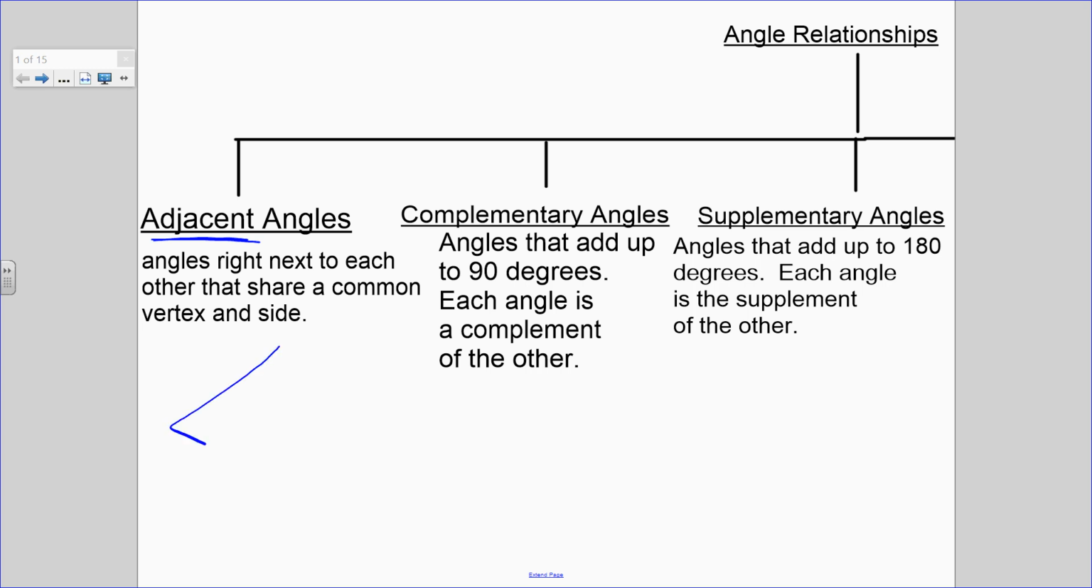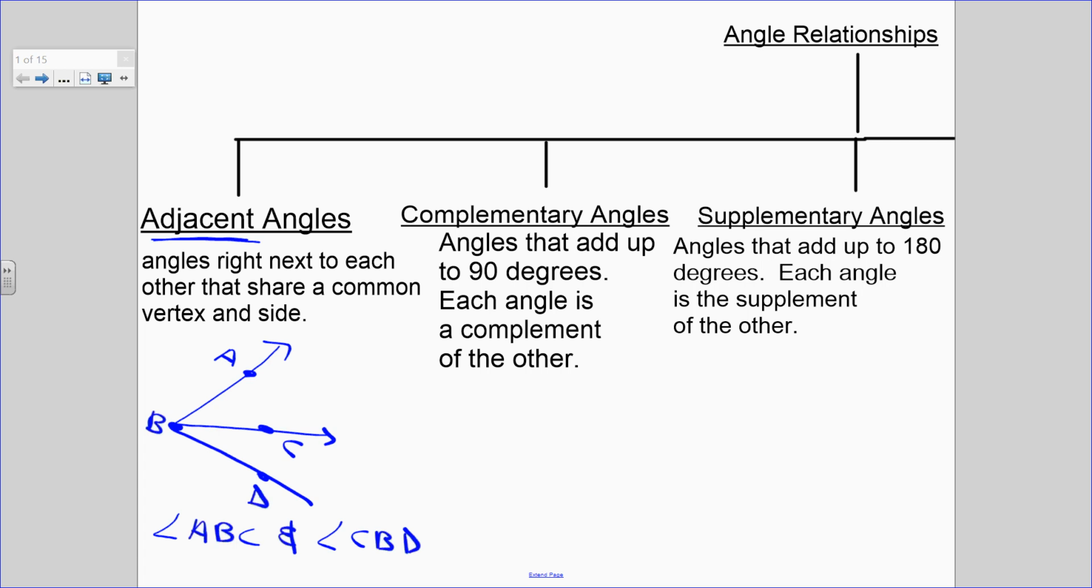Draw it with me. Let's call this angle ABC, and CBD. Notice how ABC and CBD are right next to each other, two angles right next to each other. So I'll put angle ABC and CBD. They're adjacent. They're right next to each other. They share a common side. Right?